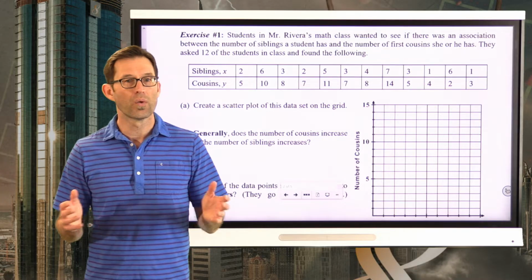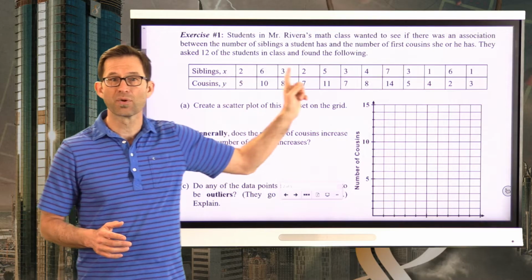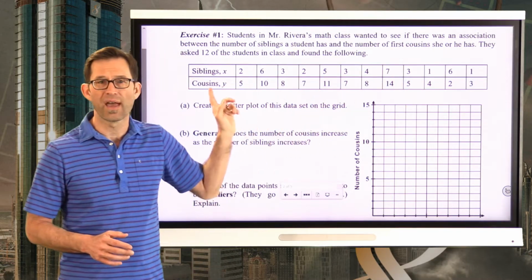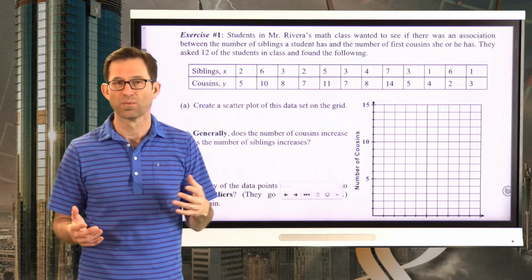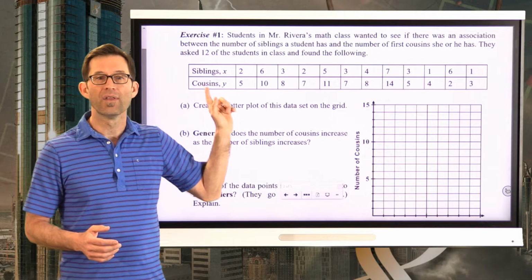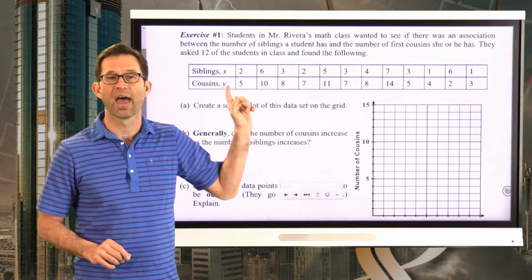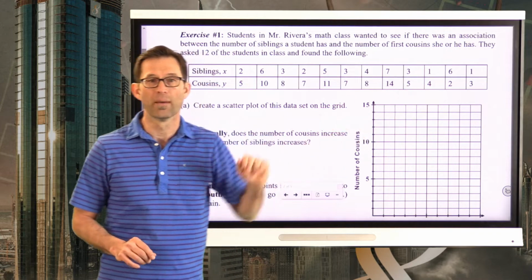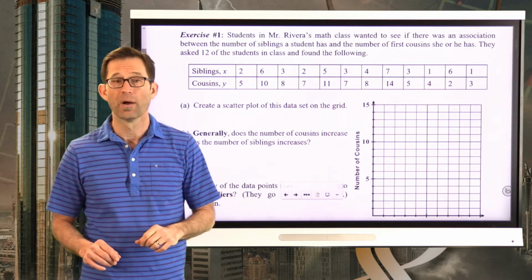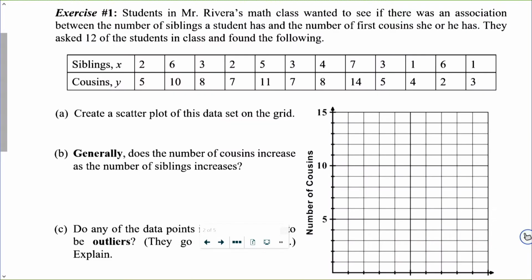So in the first row, we've got the number of siblings that the person has, and we're just going to call that the x variable. Doesn't really matter which is x and which is y. And then the number of first cousins they have is in the second row of the table, and we're calling that y. Letter A just asks us to create a scatter plot of this data set on the grid.